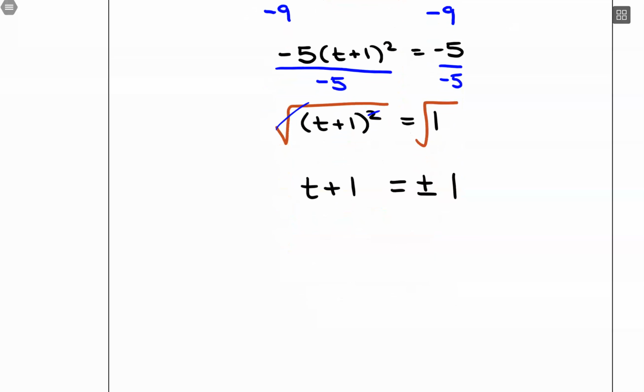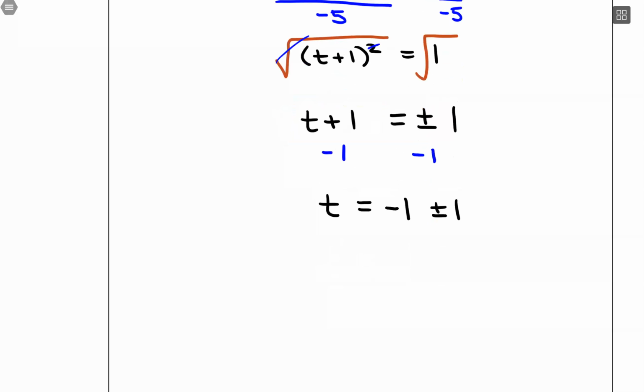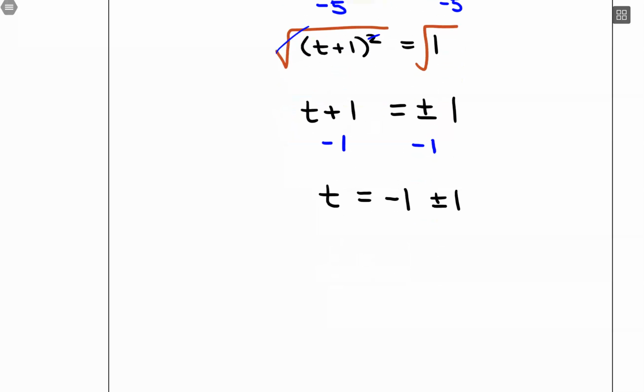Now I need another step to solve for t completely, so I need to subtract 1 from both sides of the equation. And what that would look like is I would write this number first. It's better to have the plus or minus in between the values. So I'd write this as negative 1 plus or minus 1. That form's okay, but there's some simplification to do, so you can separate into two solutions here. We would have negative 1 plus 1. We would have negative 1 minus 1.